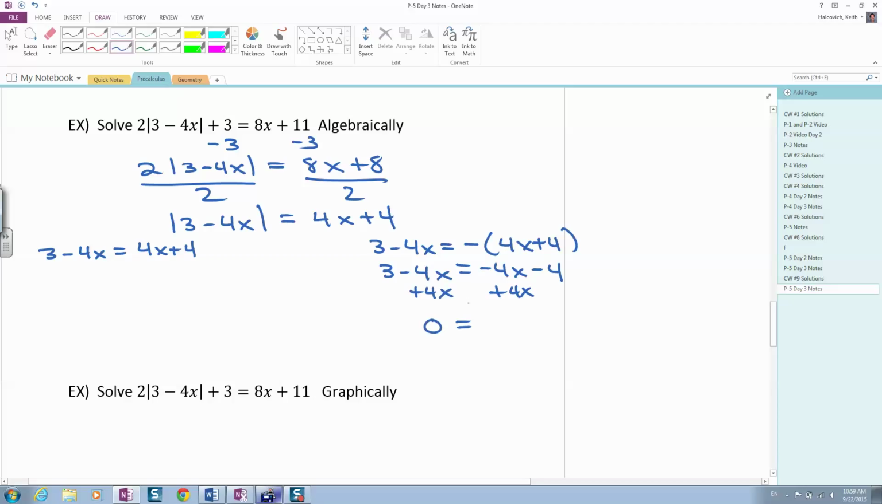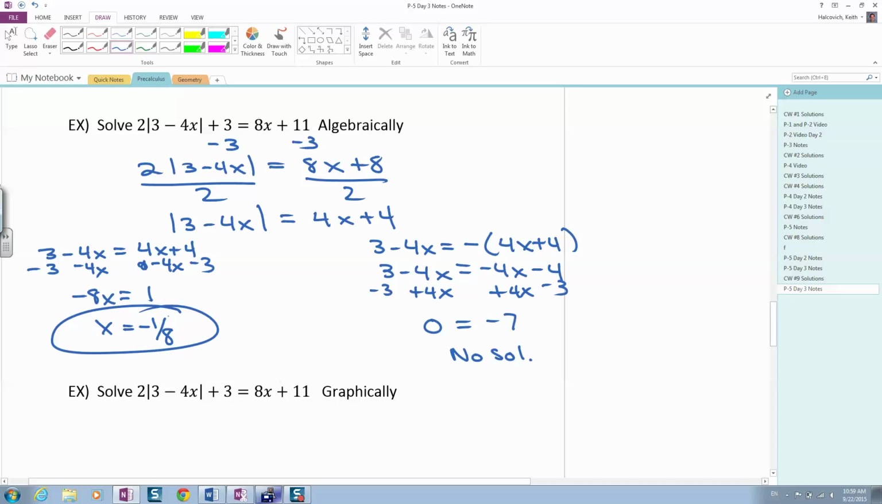So then when we add 4x here, notice you get 0 equals, subtract 3, negative 7. That means that there is no solution for this one. If I solve this next one by subtracting 4x, I get negative 8x. Subtract 3, so negative 8x equals 1. X equals negative 1/8. All right, and you can put it back in to check and make sure it works, and it does.